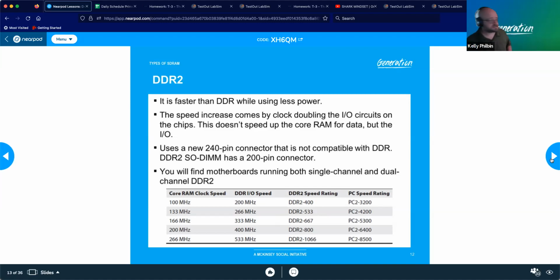And then pin counts, you have a 240 for your DIMMs, and your SODIMMs have a 200 pin connector. Micro-DIMMs don't use DDR2. I believe the microDIMMs have the same pinout as SODIMM on this one. I'll have to double check, but I believe so. All right, any questions on this?